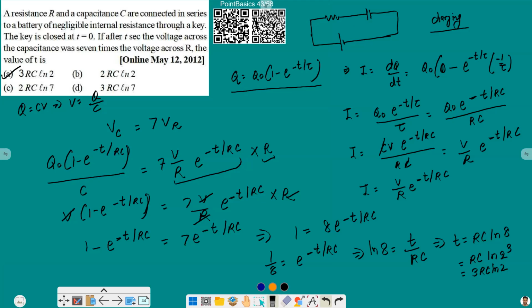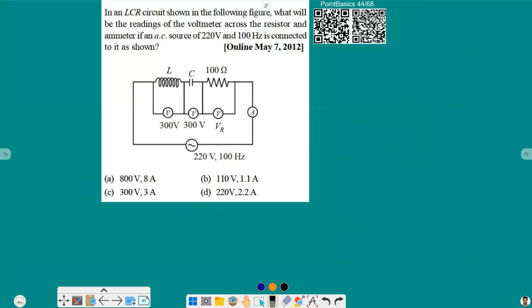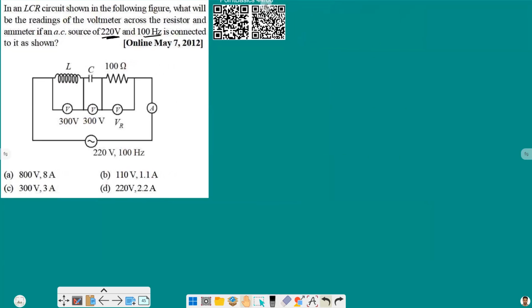Let's move to the next question. In an LCR circuit shown in the following figure, what will be the readings of the voltmeter across the resistance and the ammeter if an AC voltage of 220 volts, 100 Hz is connected as shown in the figure? So we have to find VR and the current in the circuit. For that, first we can use the formula that Vrms is equal to the square root of VR square plus (VC minus VL) square.